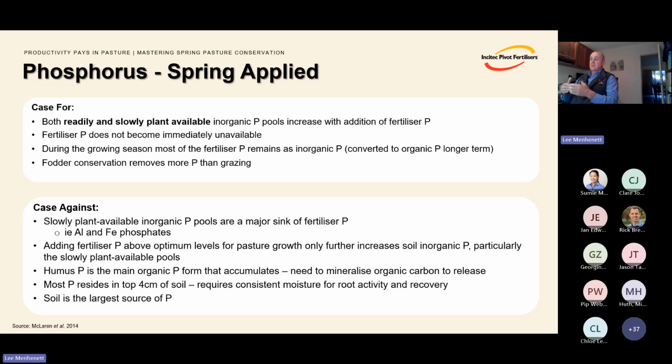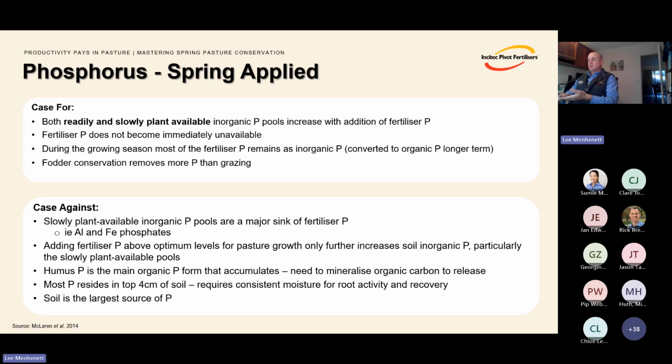Fertiliser P does not become immediately unavailable, so it sits there for a reasonable amount of time. You don't get it going into organic forms or recalcitrant forms immediately. It does sit there for quite extended periods of time, and during the growing season most of the fertiliser P remains in inorganic phosphorus, and later it's converted to organic P in the longer term. So while we're in the growing season and you apply P, it will be available for plant uptake. And the other consideration is that if we're looking at fodder conservation, we're removing more P from the system than we would under a grazing system.